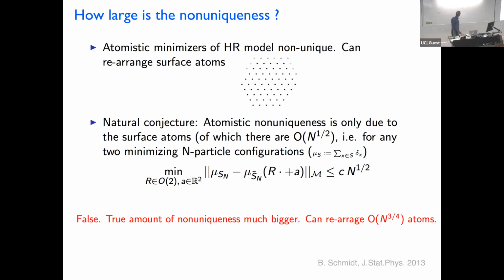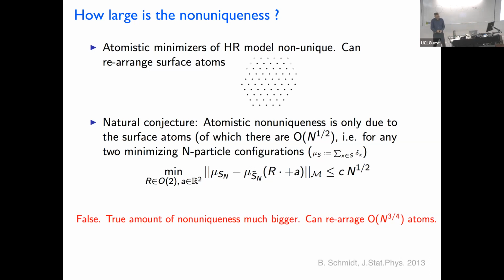And so now the piece I've moved, it's now n to the 1/4 times this thing, which is n to the 1/2, because it's n to the 1/2 minus n to the 1/4, so that's still n to the 1/2. So I take this piece off, stick it on here, and so we have moved order n to the 3/4 particles. So that's the true amount of non-uniqueness.